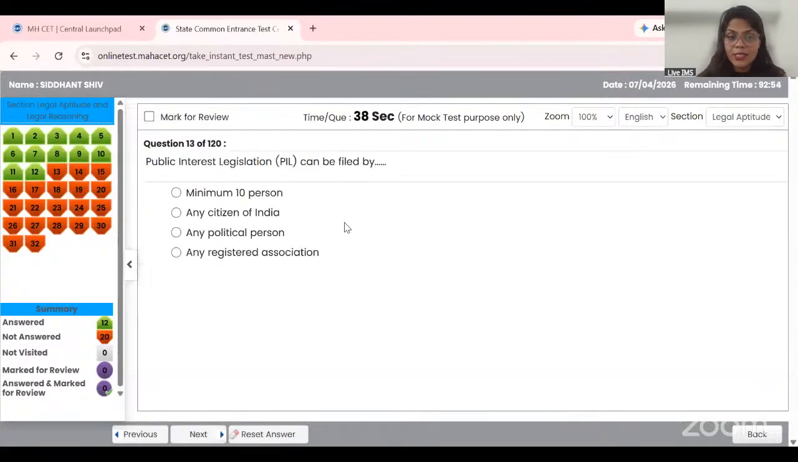Next is public interest litigation. Who can file a public interest litigation? So in India, any citizen of India can file a public interest litigation. You don't have to be a political party or a registered association, or a minimum of 10 members are not required. This is a litigation which is filed in the interest of the public, right? So any citizen can go and file a public interest litigation, right?